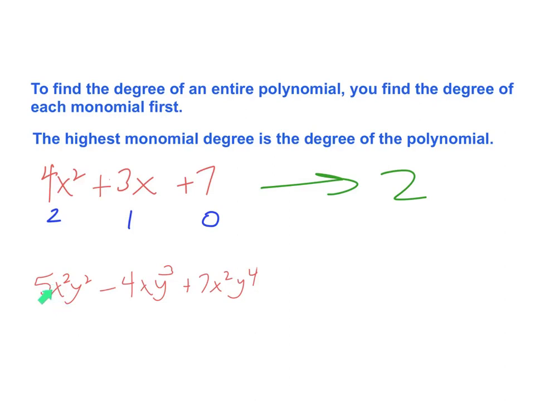The degree of this first term, the monomial, is what? 4. How about the second one? 3. Ooh. 4. Negative 4. 3 or 4? Which is it? 4. How'd you get negative 4? Oh. Remember, there's that invisible 1 there. So this is 4. What's the last one? 6. Highest one, 6. Robert is correct. Very good. Any questions?